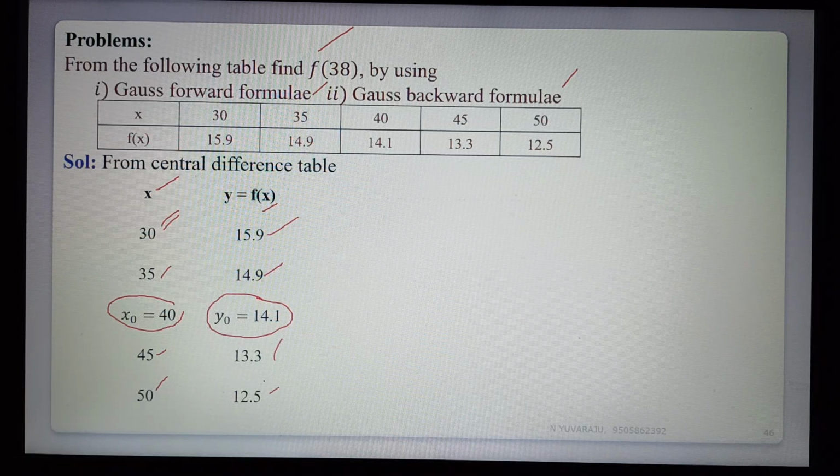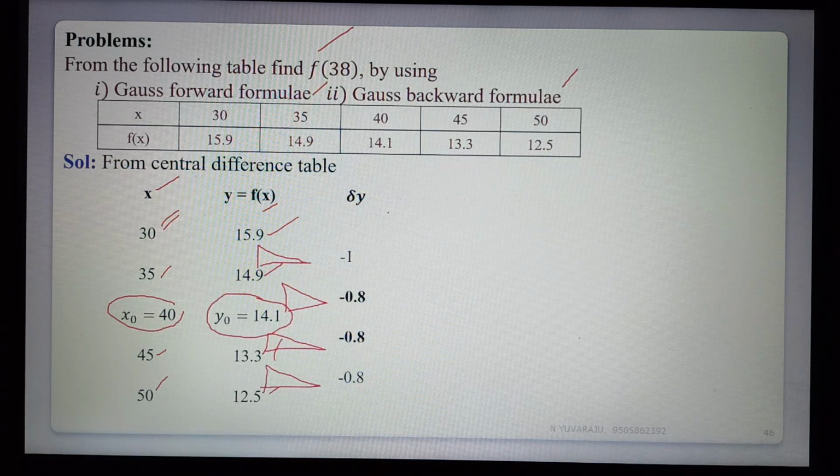First order central difference, delta y. Delta y is equal to 14.9 minus 15.9, which is minus 1. Next, 14.1 minus 14.9 is equal to minus 0.8. Next, 13.3 minus 14.1 is equal to minus 0.8. Then 12.5 minus 13.3 is minus 0.8.